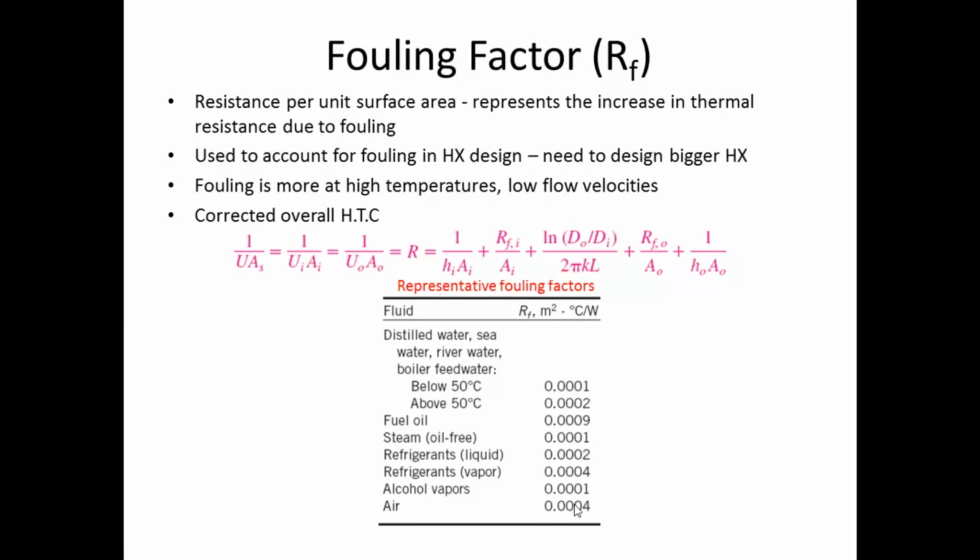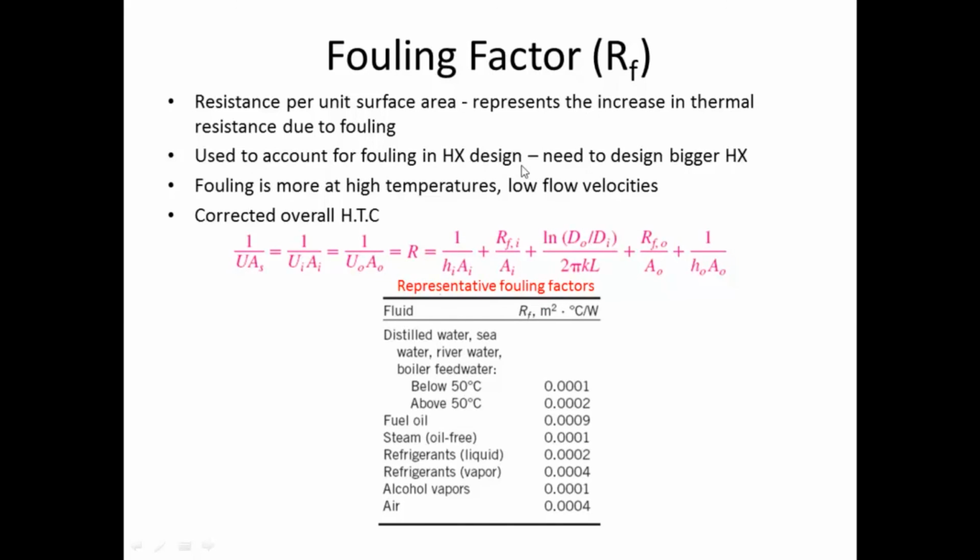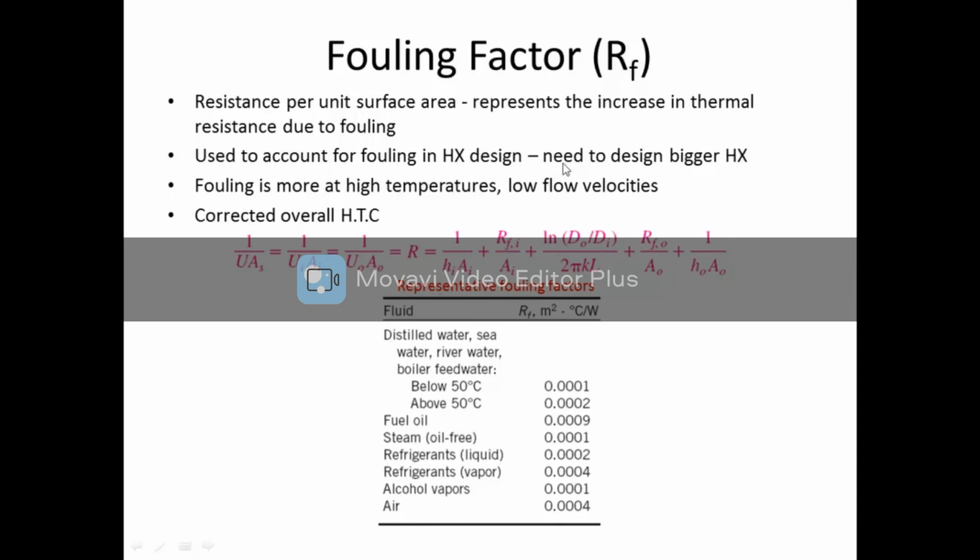Now we will look at the fouling factor, which is a term used to represent the effect of fouling on the resistance of a heat exchanger. Fouling factor, denoted as RF, represents the resistance per unit surface area caused by fouling. So whenever we are designing a heat exchanger, we need to incorporate this factor also, because that will help us in estimating the amount of heat transfer in the long term. This means that when we are including the effect of fouling, we will be having a greater amount of resistance, and therefore we will have to design a bigger heat exchanger for the same amount of heat transfer rate.